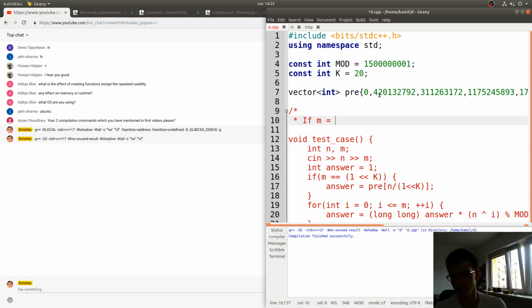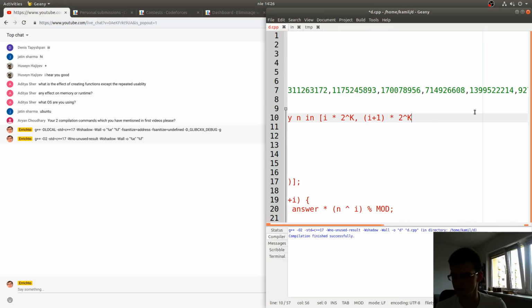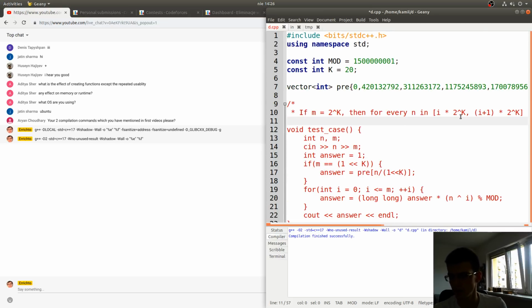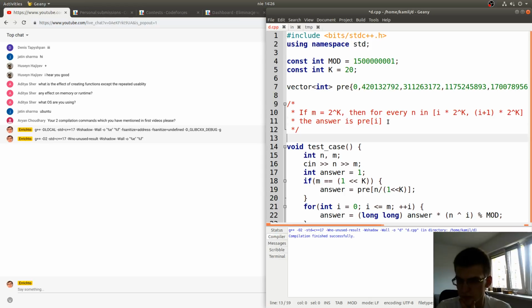So when, for example, n is slightly bigger than 1 million, it is among these values represented by this number. We know that for every n in this interval, what we claim is, if m is equal to 2 power k, then for every n in the interval between i times 2 power k and i plus 1 times 2 power k, the answer is pre of i. This is what we know.